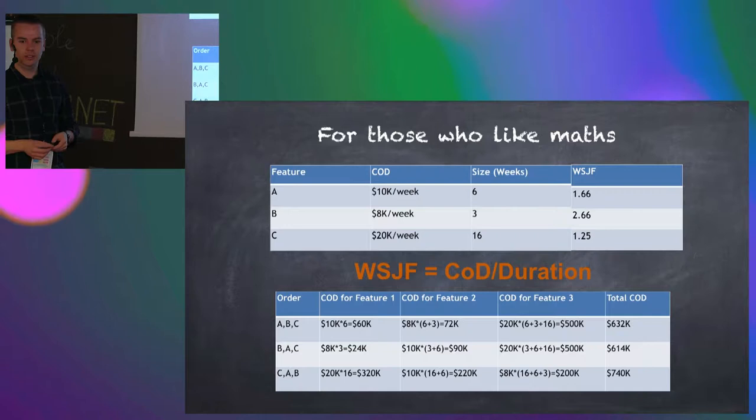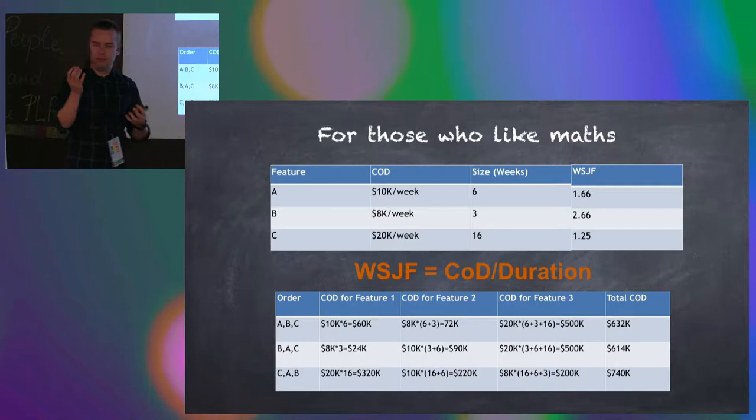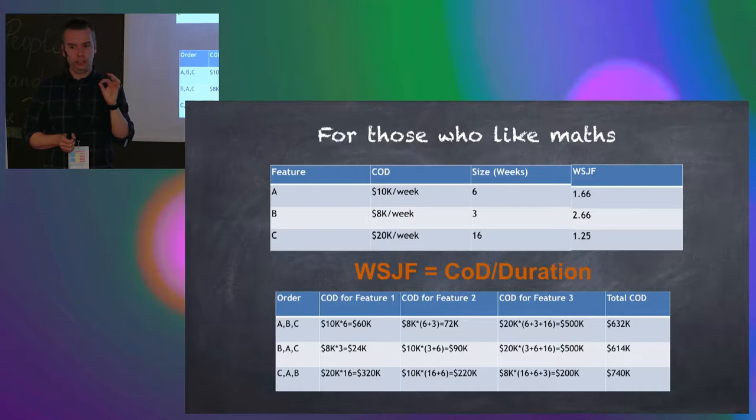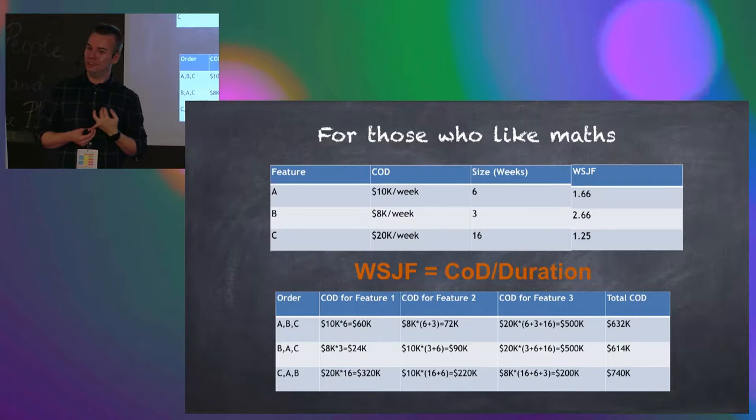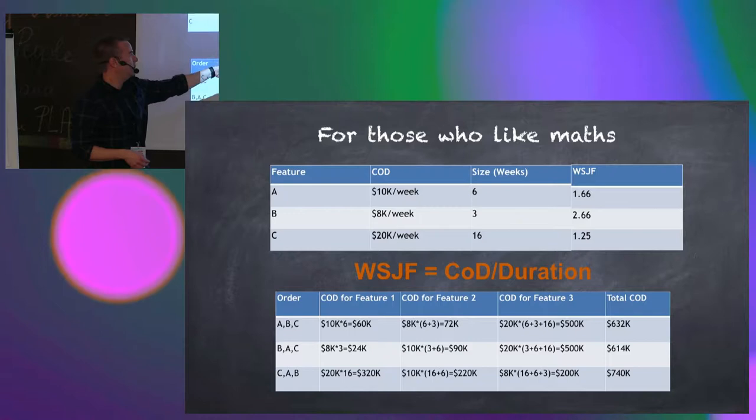So what I'm doing is getting how much cost of delay I have divided by the size. Some people call it WSJF, and other people call it what Jesus found. But it's basically getting the cost of delay divided by how long that resource is going to be blocked.